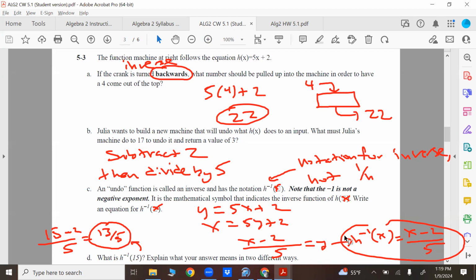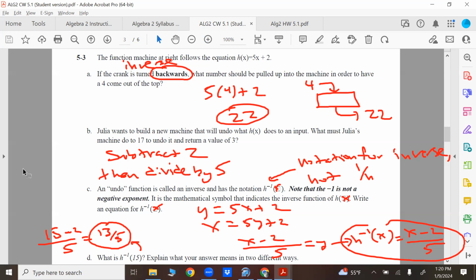Now, Monty asked a good question: if I wrote y equals instead of h inverse, would I lose points? No, because you found the inverse. I don't care whether you write y equals or h inverse equals. What I do care about is you know what that means. You know it means inverse of this. And if you plugged 15 into your inverse, you should get this. So that's 5-3. Any questions on that?